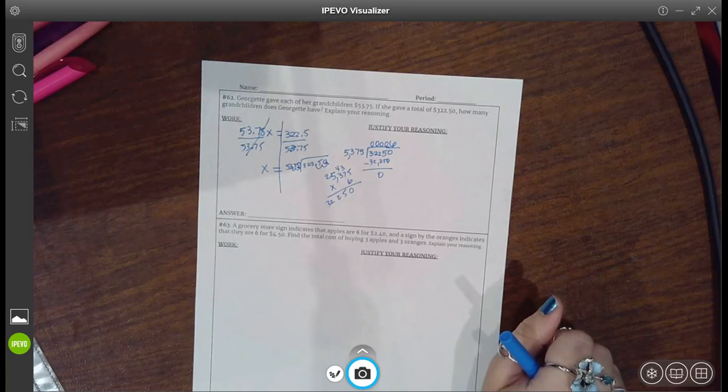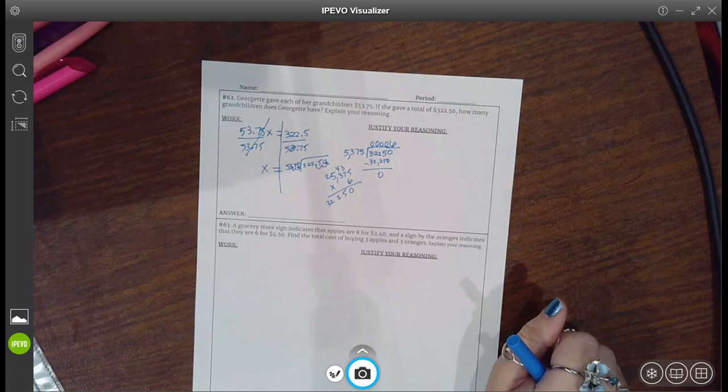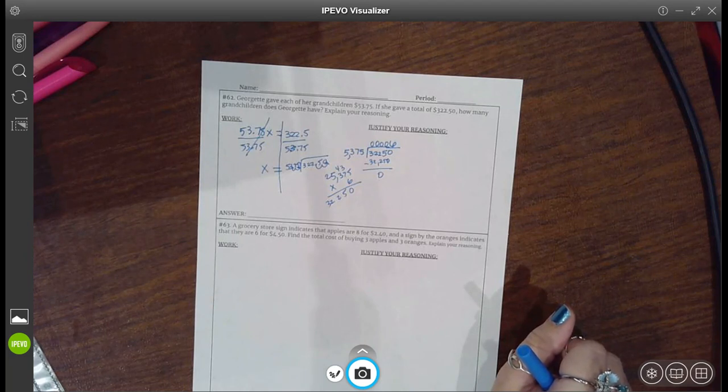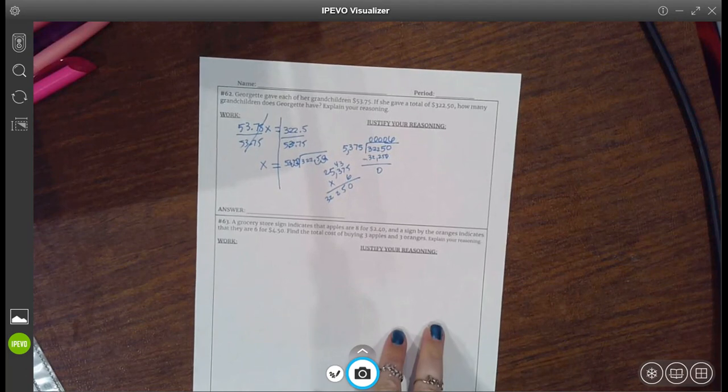Okay. The last one says a grocery store sign indicates that apples are 8 for $2.40, and a sign by the oranges indicates that they are 6 for $4.50. Find the total cost of buying 3 apples and 3 oranges. Explain your reasoning.